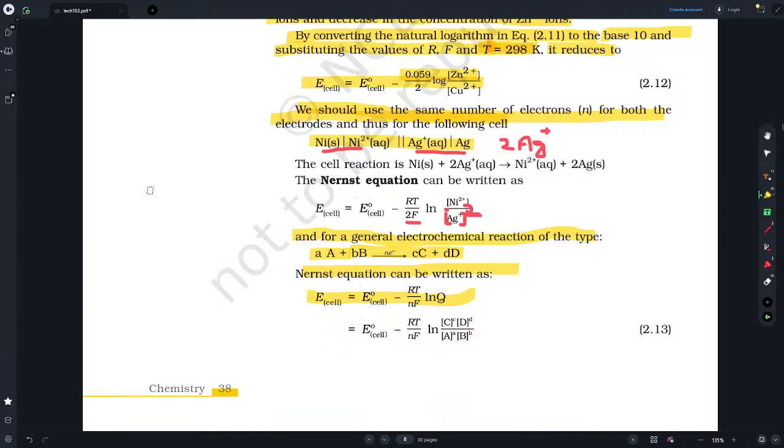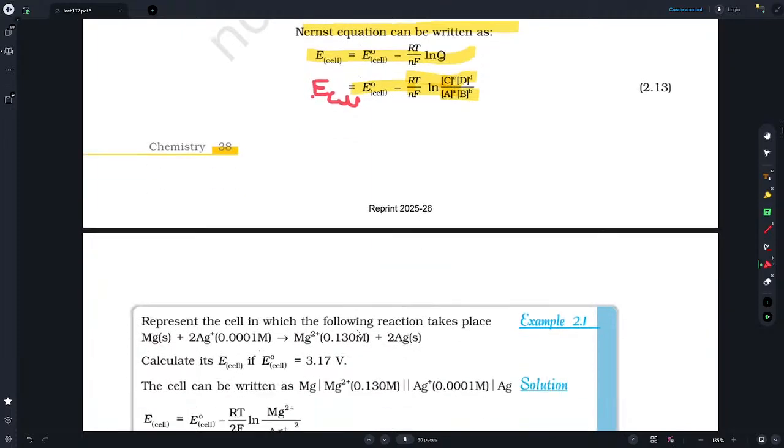the product of the concentrations of products in the power of their coefficients, by the product of the concentrations of reactants in the power of their coefficients. This is what we get E cell from: the potential of the cell when there is no unity between the oxidized and the reduced concentrations.